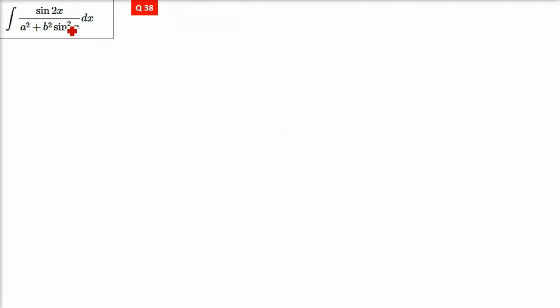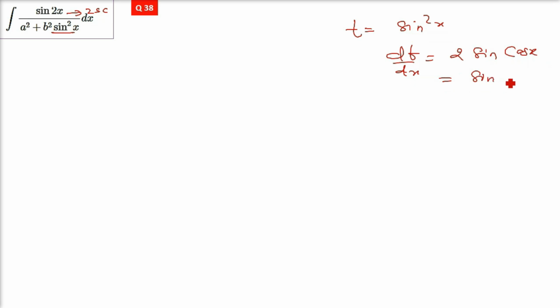So this question has been visited already, and we are going to do it quickly. You see sin 2x is there, and differentiation of sin square x is sin 2x only, because 2 sin x cos x is sin 2x. So when we have t equals sin square x, when you differentiate it, dt by dx is 2 sin x, and differentiation of sin x is going to be cos x. So dt becomes 2 sin x cos x into dx. So 2 sin x cos x is sin 2x only. So dt is equal to sin 2x dx. Numerator is directly in our hand.